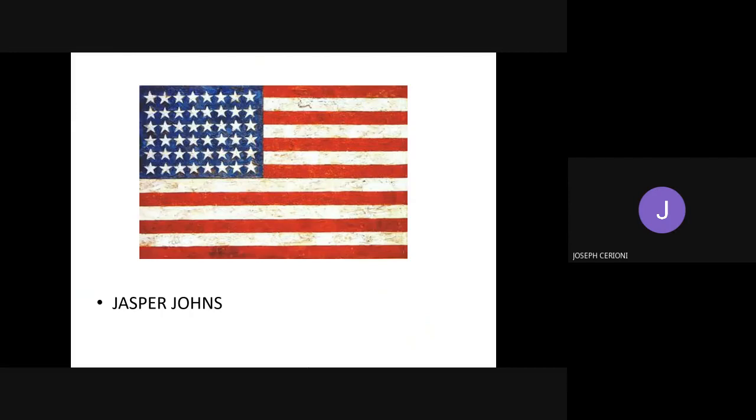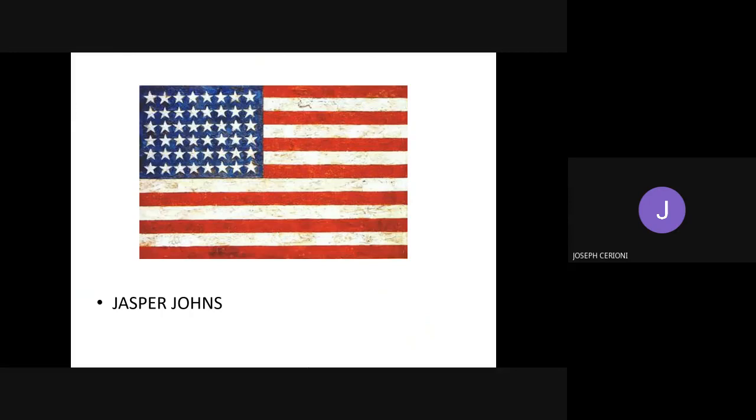Jasper Johns was a famous artist who produced images almost solely based on the American flag, the United States flag. And he would sometimes paint it in different textures or different materials. Sometimes he would stack them up, so there was different layers of them as well. But all the time, he was attracted by the bright colors of the flag.